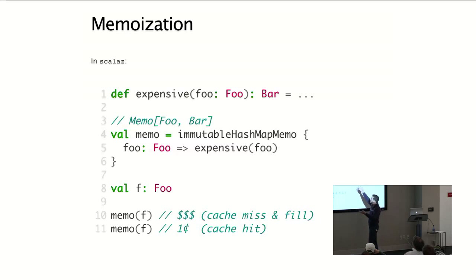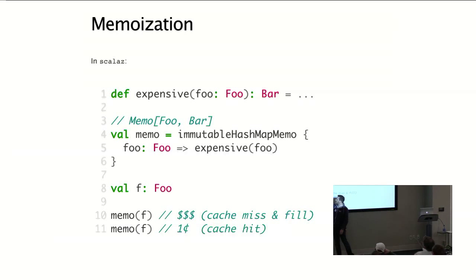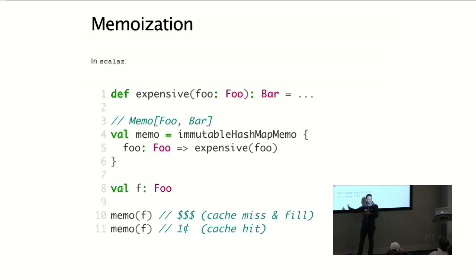That's all you need to do. Under the hood, you call this new memo thing, which really just has an apply method. In Scala, a lot of things that look like function calls are actually calling the apply method on something, if you're familiar with that basic Scala idiom. So it's just a function call like the expensive one. If I give it the input and it's not in the cache, it computes the real answer. And then the next time I call it, it's really cheap because it's in the cache.